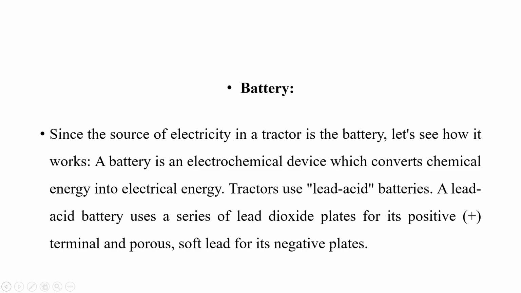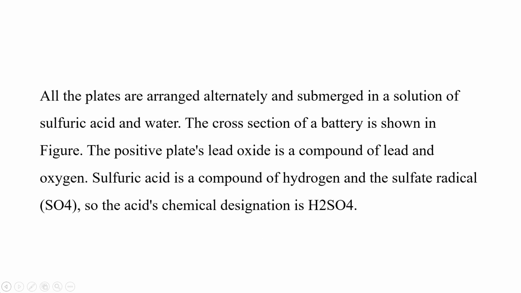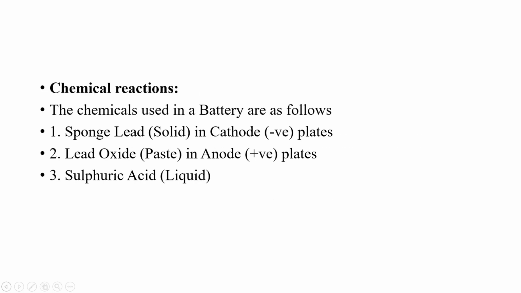The electrolytic solution is a mixture of sulfuric acid with water, in the ratio of 7 parts of water and 3 parts of pure acid. Chemical activities take place in these batteries, and the plates are arranged alternately. The chemical reactions involve the sponge lead solid in the cathode, or negative plates, and the lead oxide paste in the anode, and the sulfuric acid.